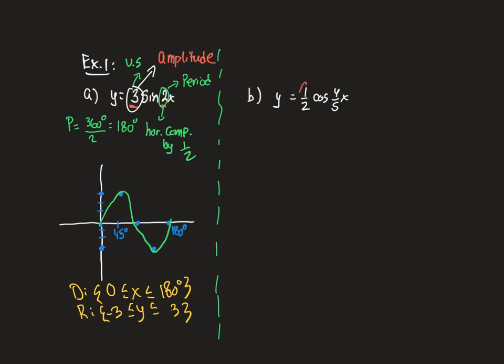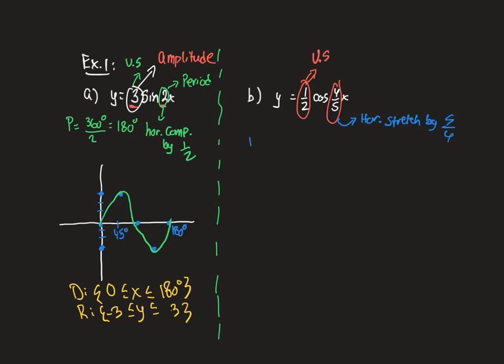So let's circle or underline what things are different. Once again, that's our amplitude, 1/2. That is a number between 0 and 1, hence a fraction. Hence, that is a vertical stretch by 1/2. This, on the other hand, 4/5, would be a fraction, which is a horizontal stretch by 5/4. Remember, reciprocal.